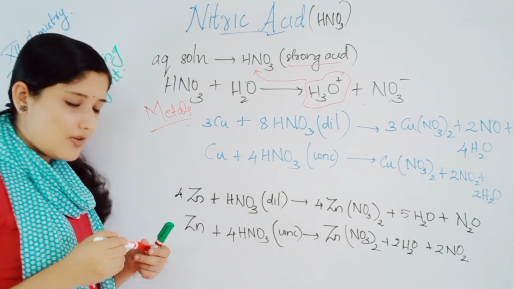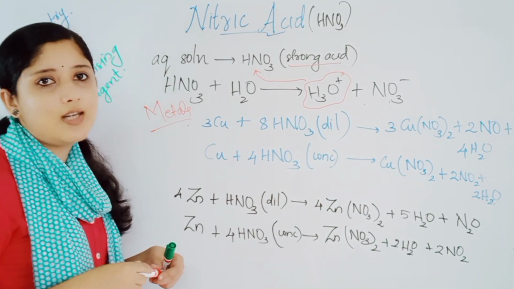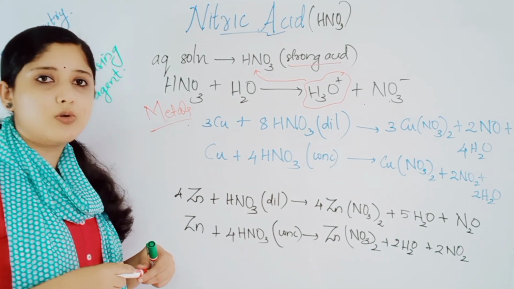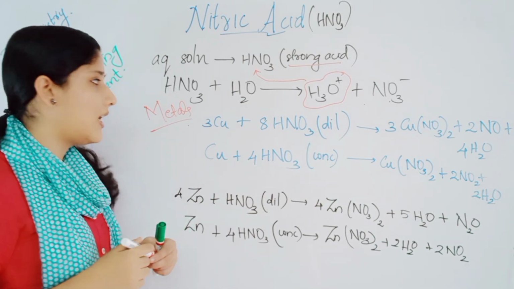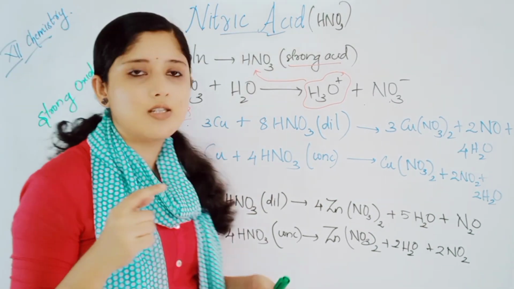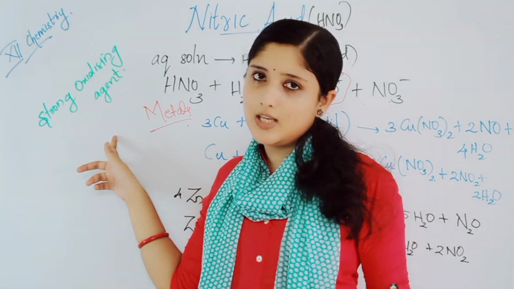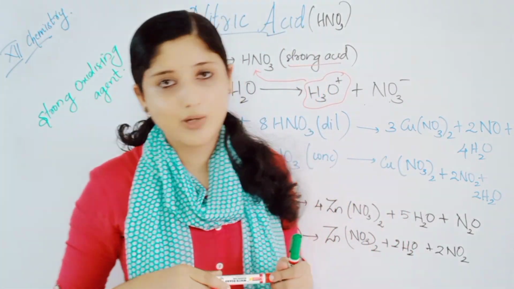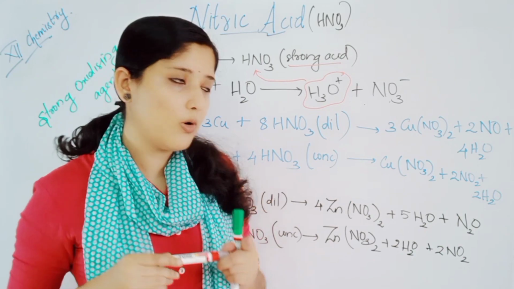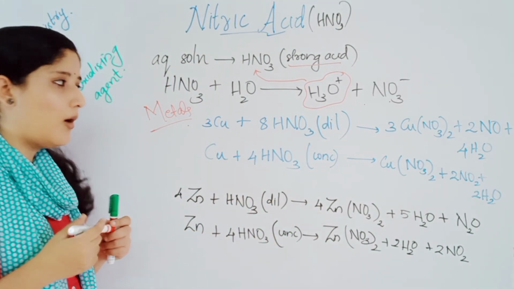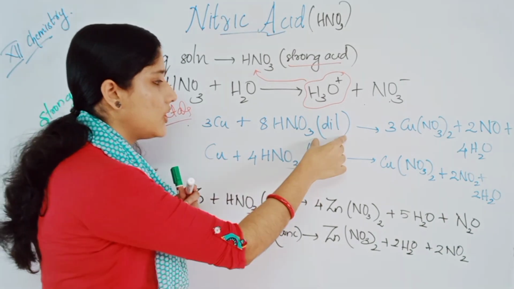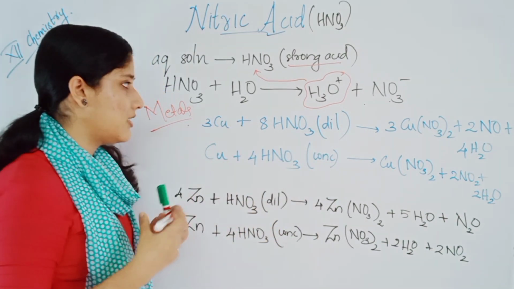Nitric acid is a strong oxidizing agent. It undergoes, or helps in, oxidation. Hydronium ions are produced, so it also acts as a strong acid. Let's look at the case of metals, and how the concentration varies and the products also vary.